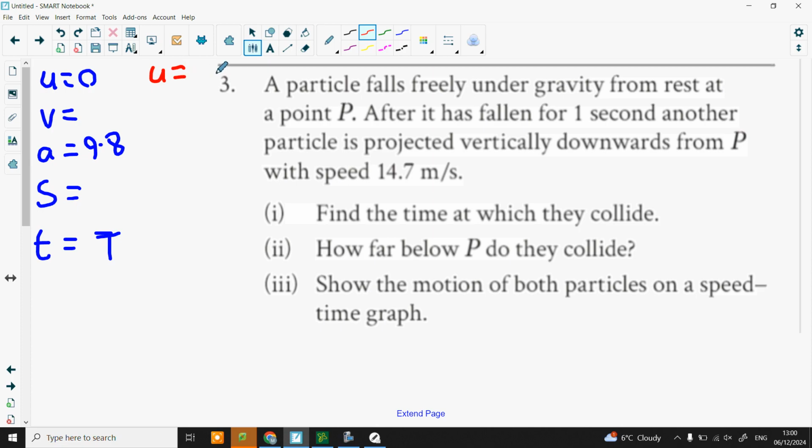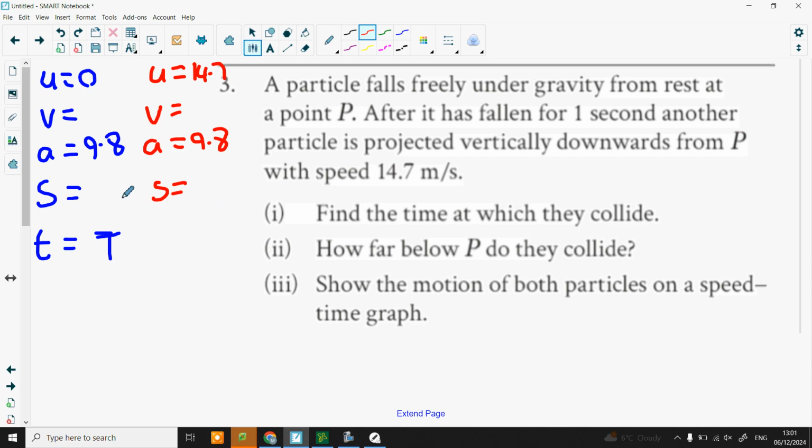Now what about particle 2? How fast do I throw that? That's thrown down. So what do you reckon? Yeah. What do you reckon about V? We don't know, do we? A? 9.8 again because it's gravity. Its S value.